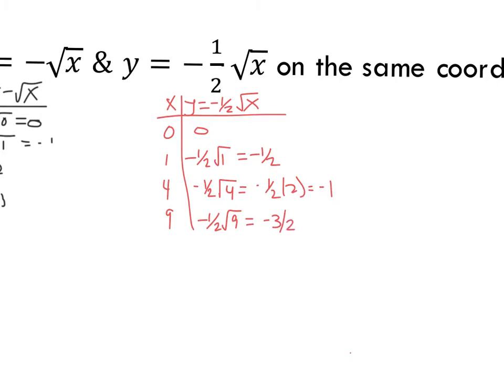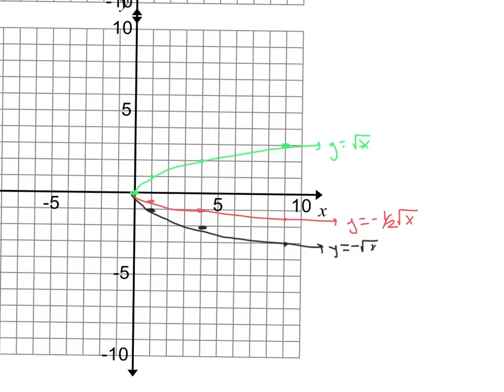Let's plot those points. So notice for y equals negative 1/2 square root x, it still reflected the y equals square root x over the x-axis. And remember, if the number in front of the radical is between 0 and 1, we call that a vertical shrink or compression. If the value is larger than 1, then we call that a stretch.